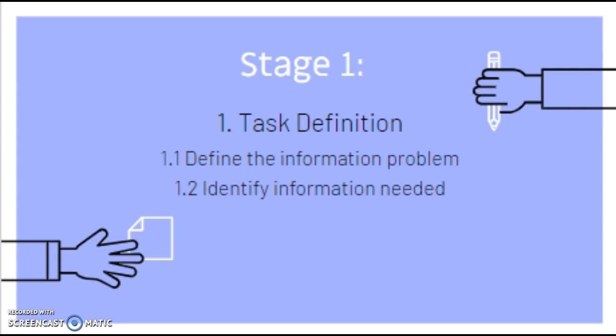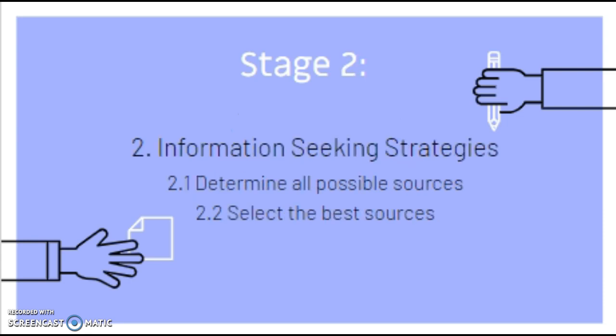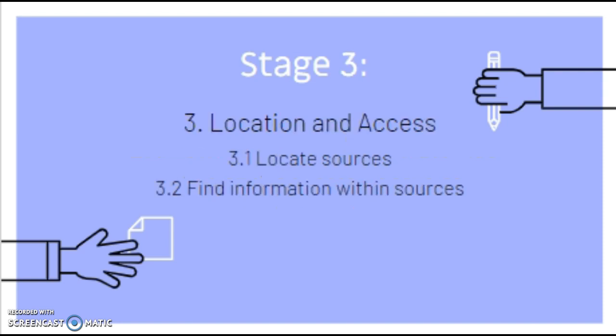Stage 1. Task definition. Define the information problem and identify information needed. Stage 2. Information seeking strategies. Determine all possible sources and select the best sources. Stage 3. Location and access. Locate your sources and find information within those sources.